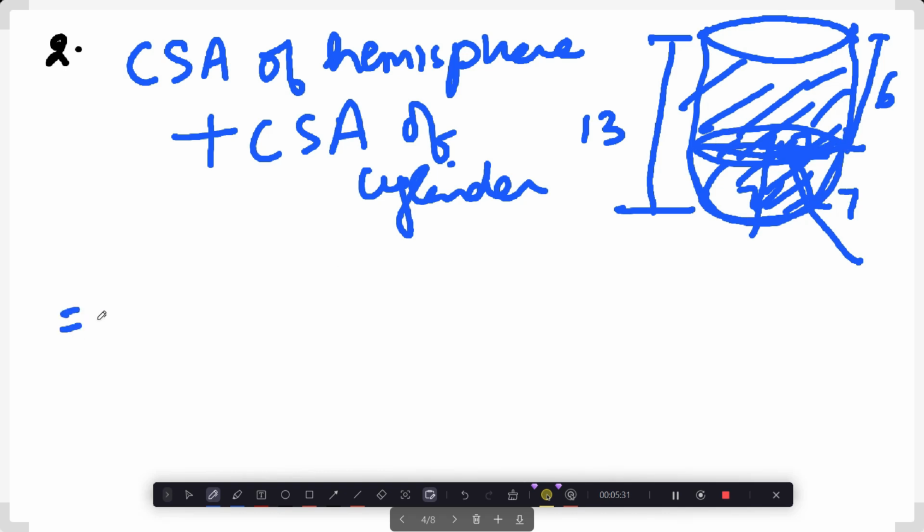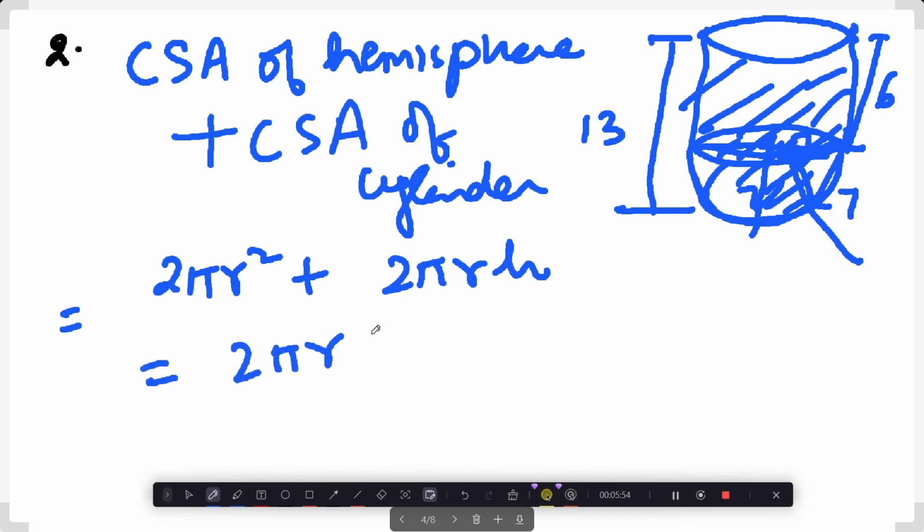What is the curved surface area of the hemisphere? It is 2 pi r square. The curved surface area of the cylinder will be 2 pi r h. R is the same here, so we can take 2 pi r common, and it will be r plus h.